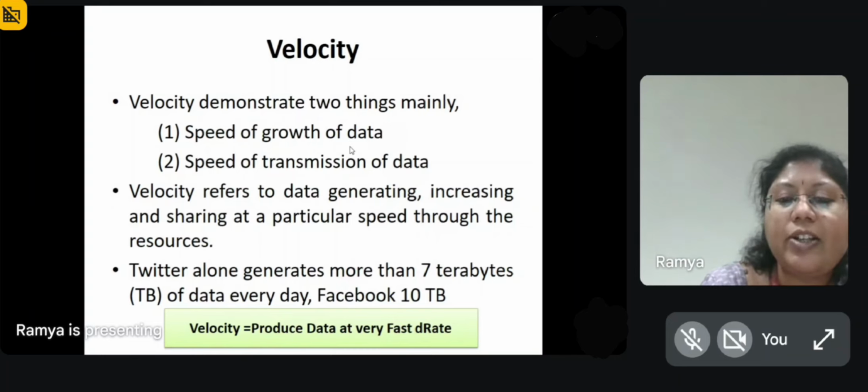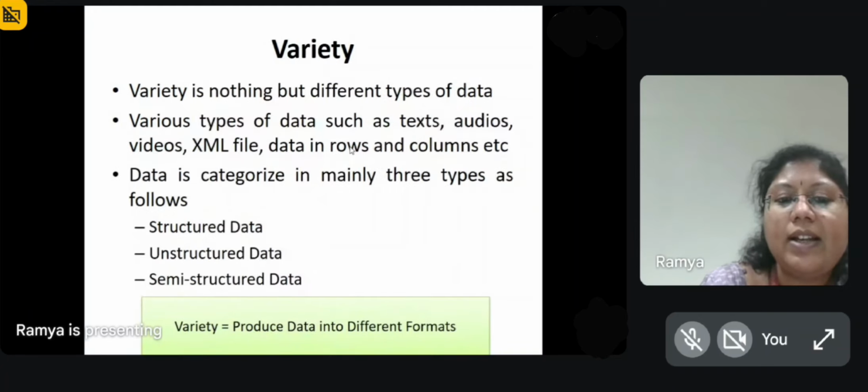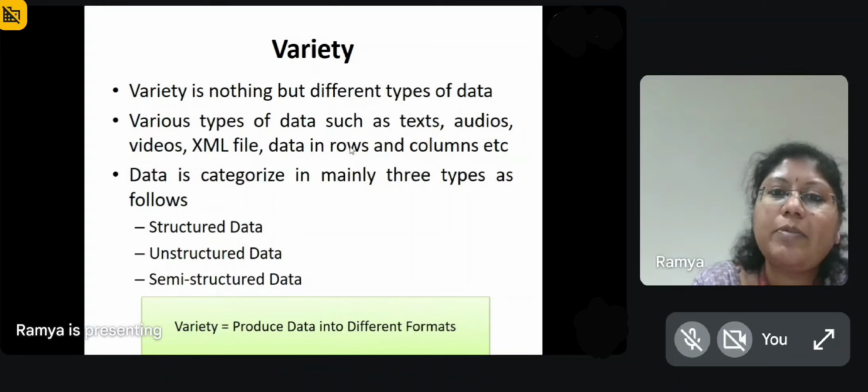For example, Twitter generates more than 10 terabytes of data every day, whereas Facebook generates only 10 terabytes. Next, I have variety. Variety is nothing but different types of data, produced in different formats. Initially I would work on data only using Excel or in a structured format, but big data is not like that. It uses a variety of formats containing text, audio, video, and XML files.